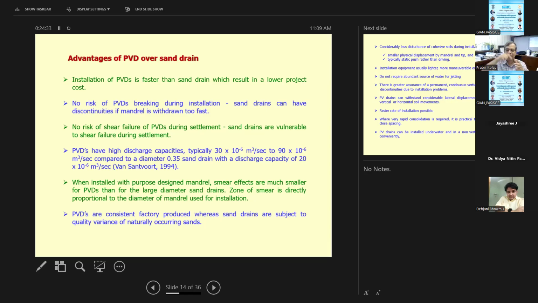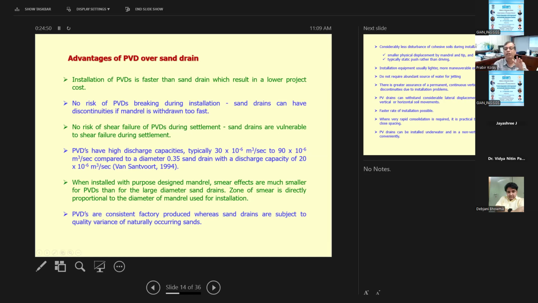PVD is inside like a prefabricated vertical drain, and then also there is a geosynthetic installed. So no risk of shear failure of PVD during settlement. Sand drains are vulnerable to shear failure during settlement. So again, that is another problem PVD have for the sand drain.